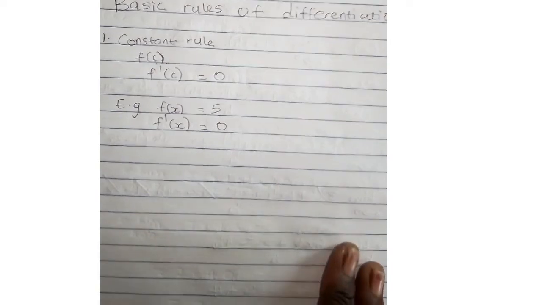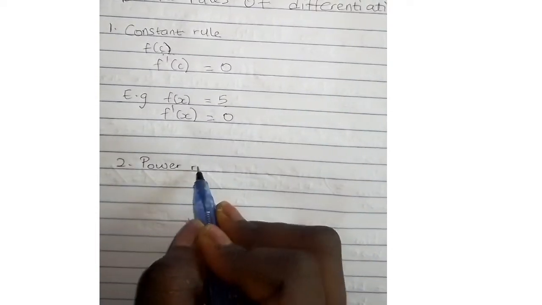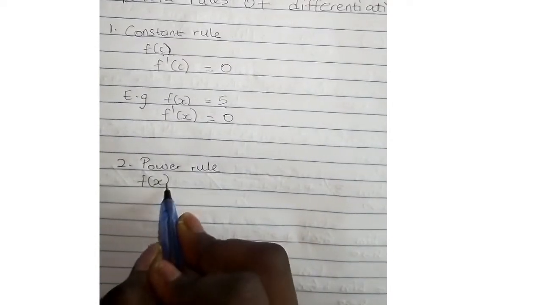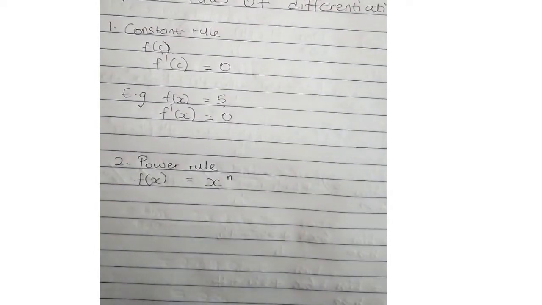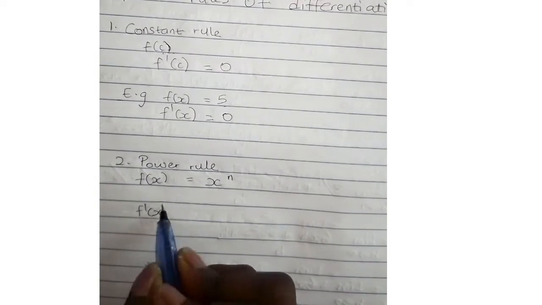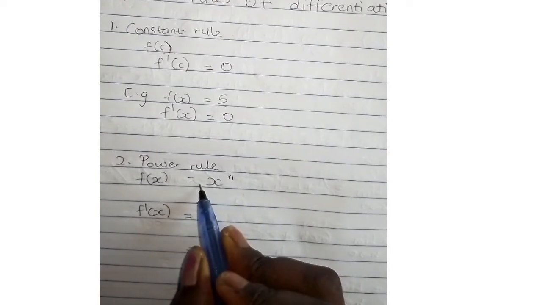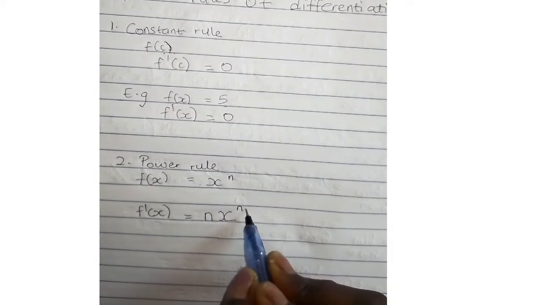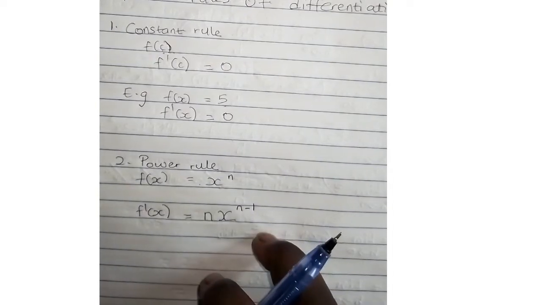The other rule we're going to look at is the power rule of differentiation. The power rule simply means having a function x^n. How do you differentiate this? Differentiating this, the power is going to multiply, so it's going to become n times x, then you subtract 1 from the power. So this is the power rule.